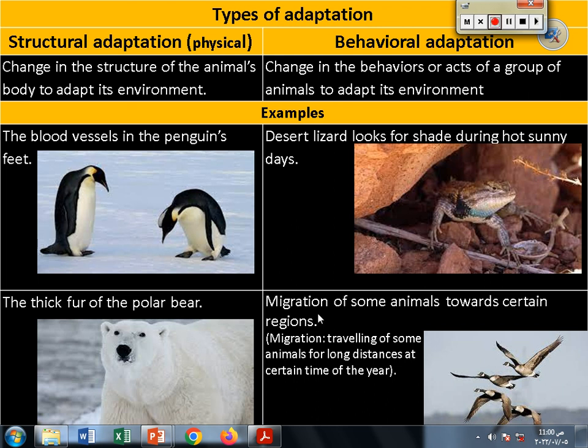What about the migration? The migration is the moving of animals from one place to another place for searching for food or a place to live in. So it's not a structure inside the animal, and it's not a part of the animal. It's something or an act that the animal does. So that is a behavioral adaptation.